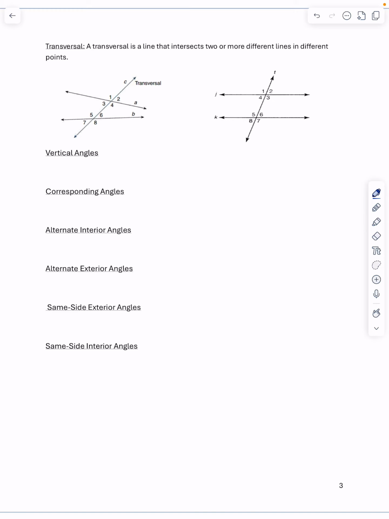Okay, here are the MAT 1140 notes. These are pages 3 and 4. So I have two different situations. We're going to define transversal.